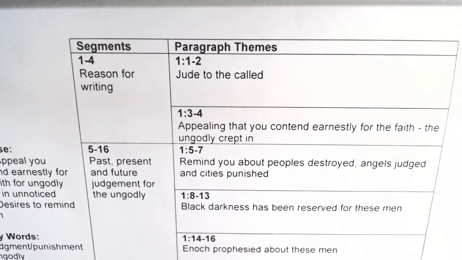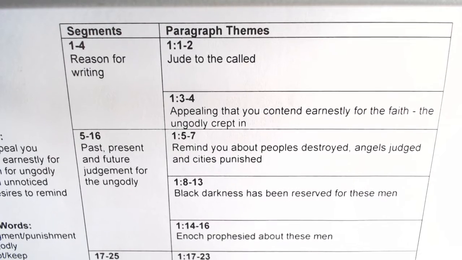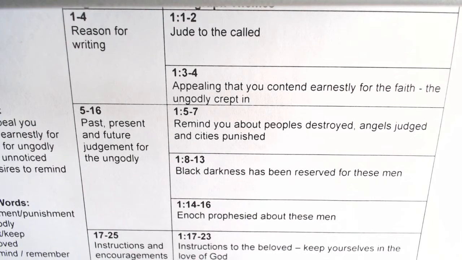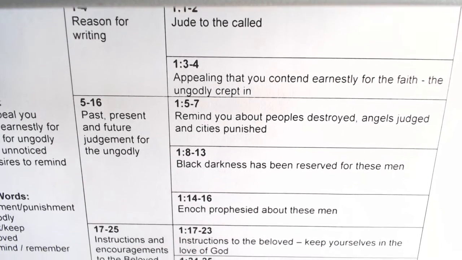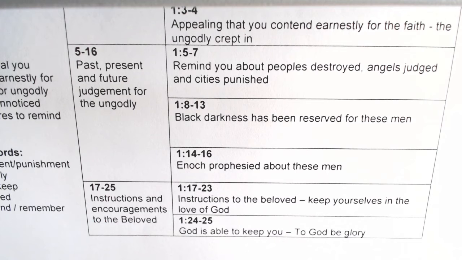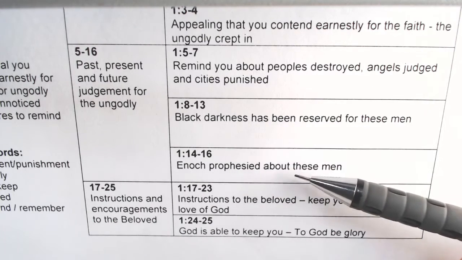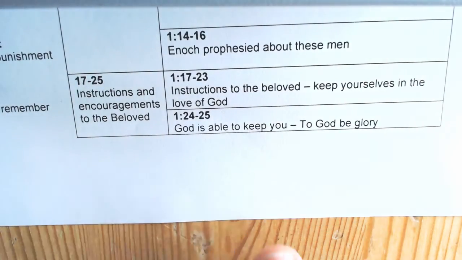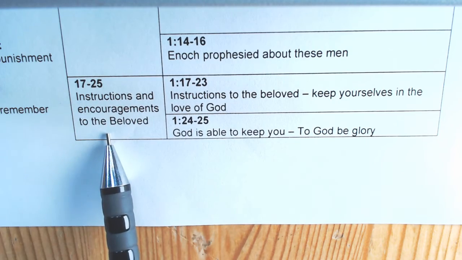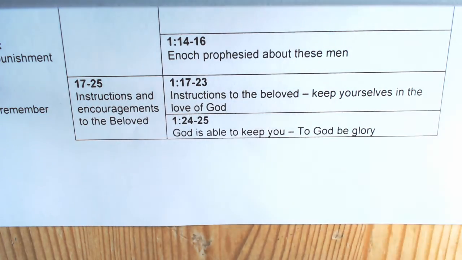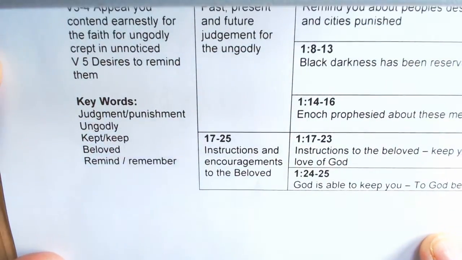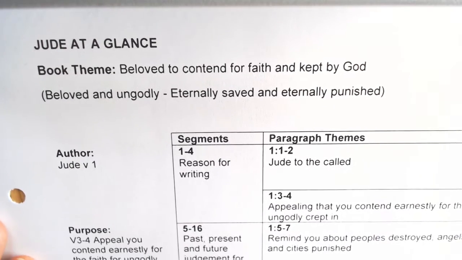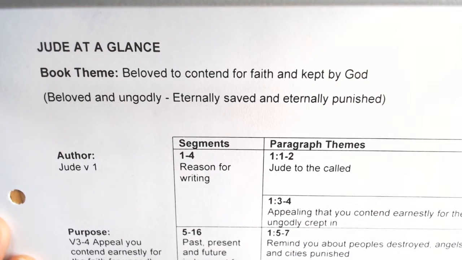There you go. So Jude to the called, appealing that they contend earnestly for the faith. The ungodly have crept in. And you can see that segment division more clearly on the left-hand side. Then you've got this segment, verses 5 to 16, with the different paragraphs here. The focus is on the ungodly men, and then right at the end, you've got this segment here, instructions and encouragements to the beloved, and the two separate paragraphs. And then over to the side, you've got your key words, etc. And then finishing with the book theme at the top. There you go. So that is your at-a-glance chart. That's how you would complete it.